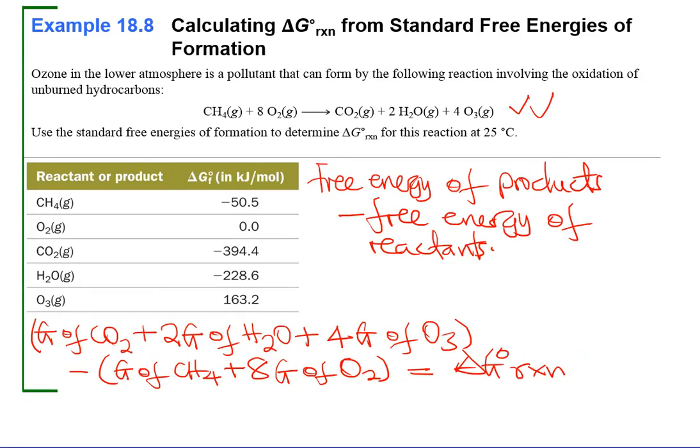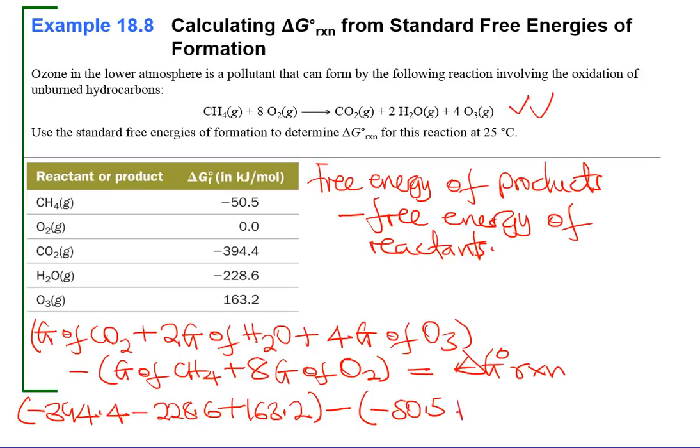Now you just plug in the numbers. So in terms of numbers, this one, we go here for carbon dioxide minus 394.4 in parentheses plus the one for water, which is minus 228.6 plus the one for ozone is here, which is plus 163.2 minus parentheses G of methane, which is minus 50.5 plus the G of oxygen, which is 0.